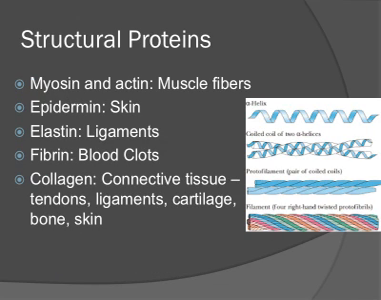Some more examples of structural proteins are myosin and actin. These are your muscle fibers. Epidermin, this is your skin. Elastin, these are your ligaments. Fibrin, these are blood clots. And then you have collagen, which is your connective tissues like tendons, ligaments, cartilage, bone, skin. All of these are structural proteins which give you the structure to stand up and move around and do all of the movements that you want to do.